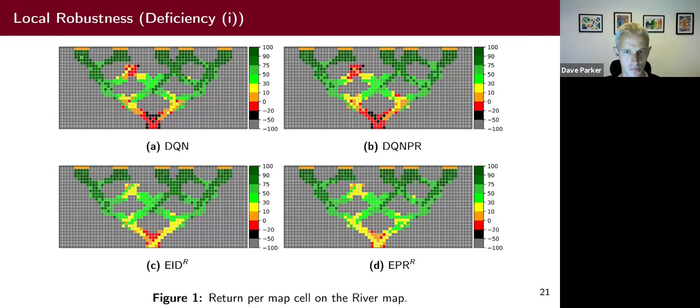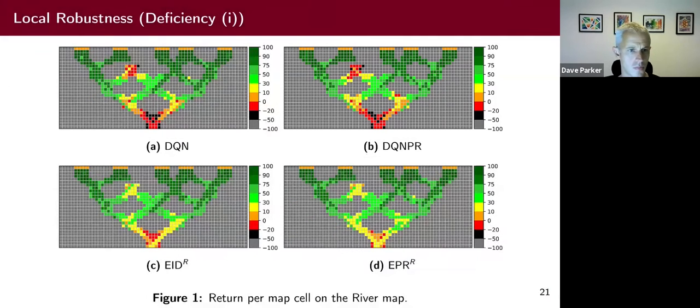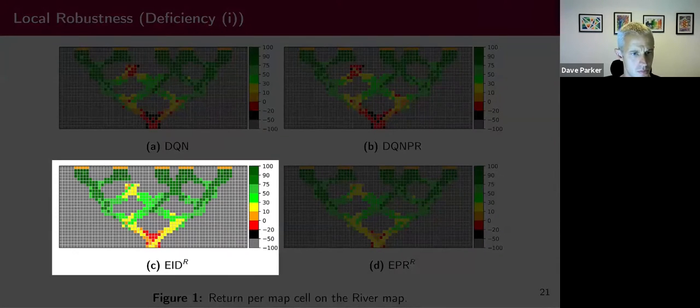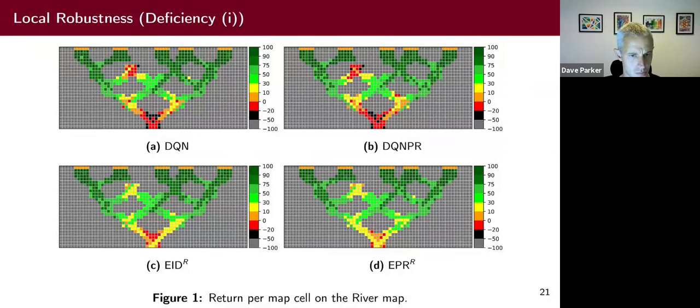We now turn our attention to the first deficiency, local robustness. As can be clearly observed, the DQN and the DQN-PR method perform quite good overall, but there are some areas of the state space where the performance is locally not good. The EIDR and EPRR method, in contrast, have an increased return in those regions without suffering in the other ones. We recall that due to the noise, a perfect solution is impossible.